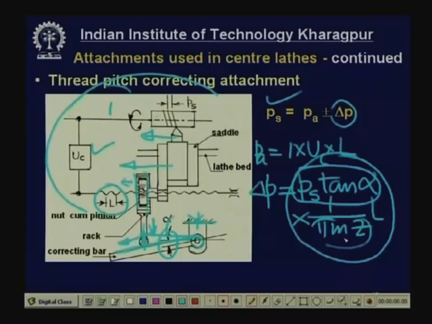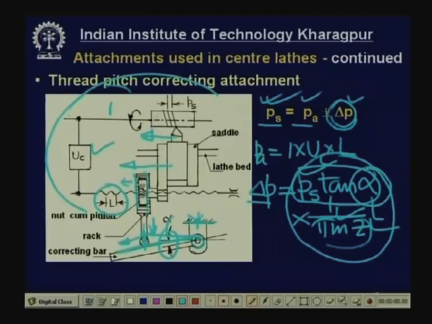Now, what we have to do? We know P A, we know P S. Now, we have to determine delta P correctly. So, P S is known, M module and Z number of teeth of the pinion is known, and the only thing is, according to P S and P A, find out delta P and put delta P into this equation and find out alpha. So, depending upon the amount of error, you fix this angle, alpha. Okay.